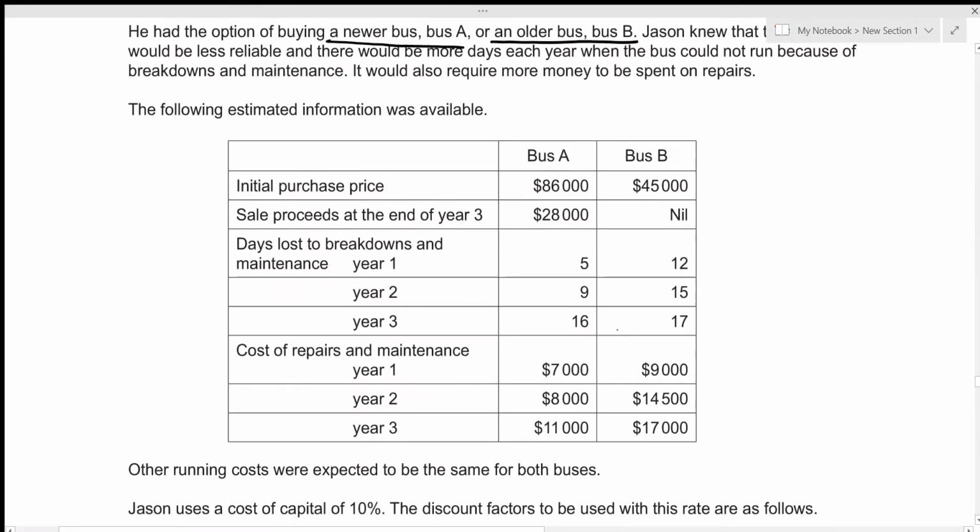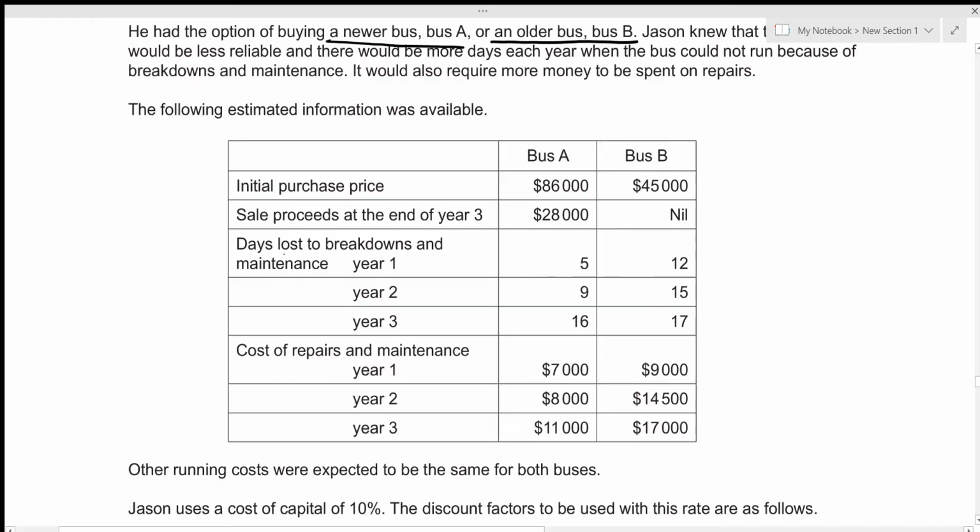So we can see that the initial purchase price of Bus A is $86,000, whereas the initial purchase price for Bus B is $45,000. This could be because Bus A is a newer bus, whereas Bus B is an older one. Then for the sale proceeds at the end of year 3, we are going to receive $28,000 for Bus A, whereas we are not going to receive any amount for Bus B. Again, this could be because Bus B is an older bus.